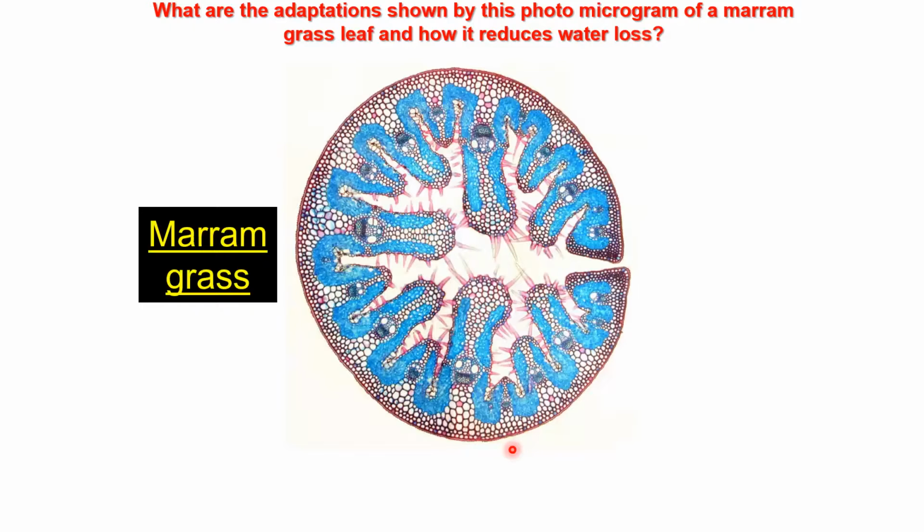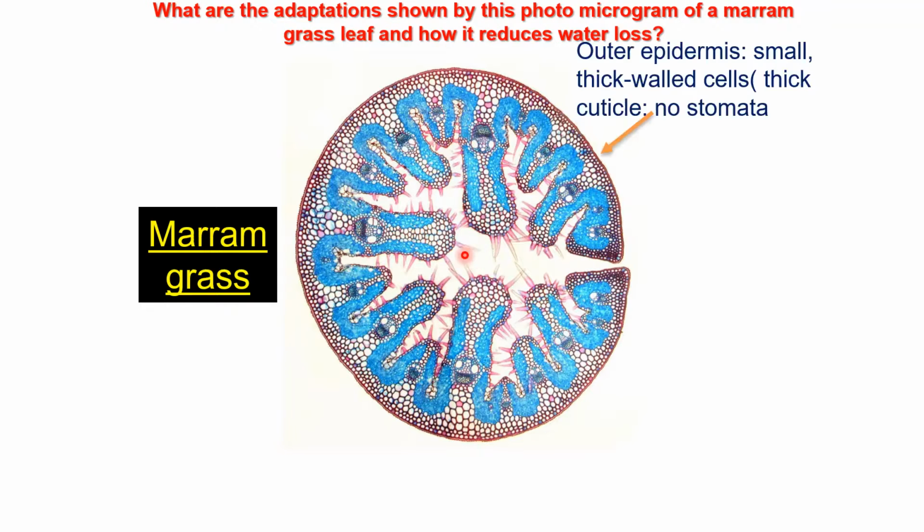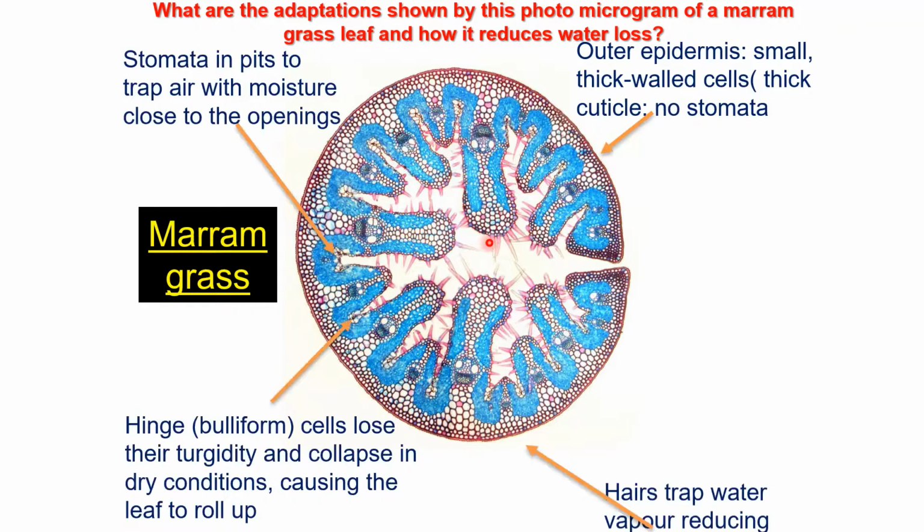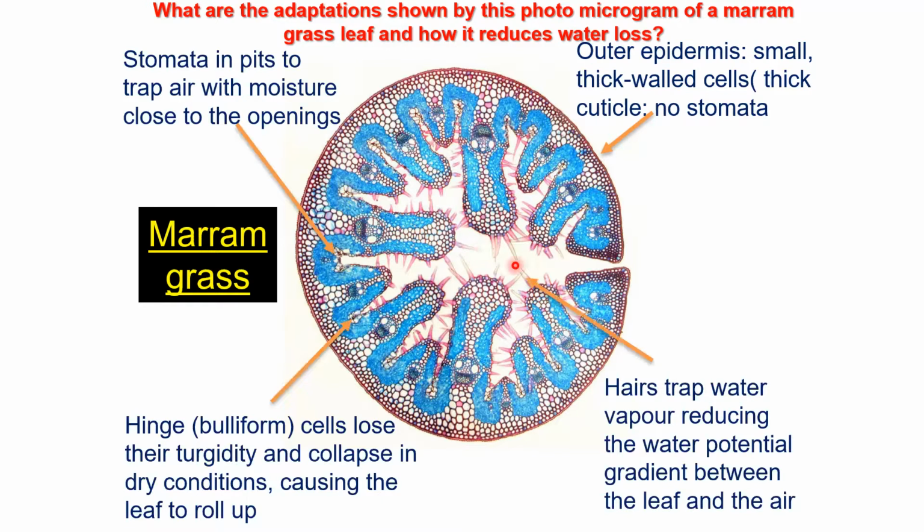Here you can see Marram grass. This is a photomicrograph. You can have a look at these hairs there. So what are these doing? They would trap the water vapor, reducing the water potential gradient between the leaf and the air. Then you can look at the outer epidermis. It has small but thick-walled cells. Okay, there's a thick cuticle.